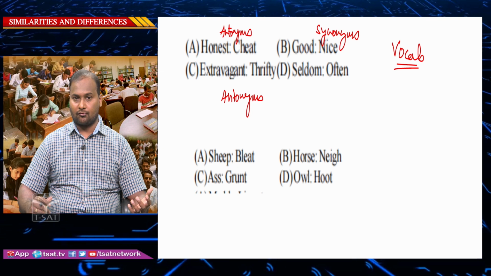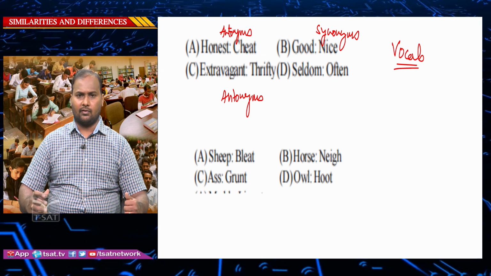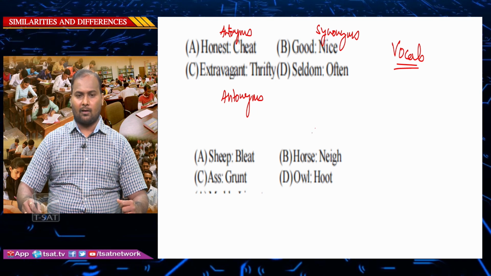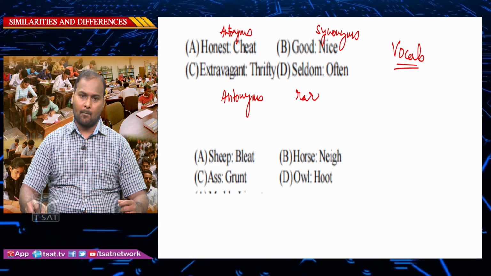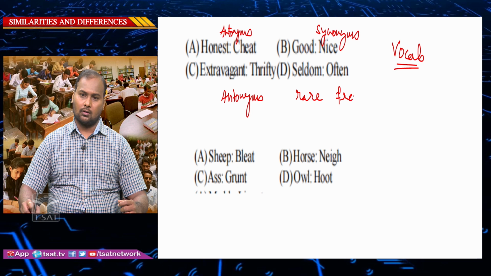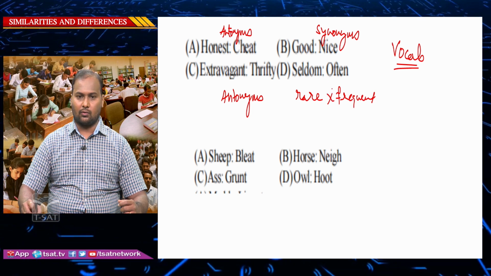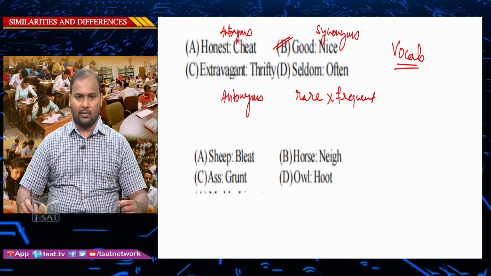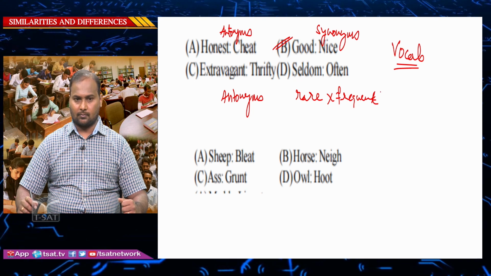Extravagant, he will spend a lot of money. We call it a spendthrift. In the same way, thrifty means an extreme miser. Both are antonyms. In the same way, seldom, often. Seldom means rare and often means frequent. Now, how are they related again? They are also opposite words, also antonyms. So, what is the answer? Option B is the answer, because except B, the remaining three are all antonyms, that is, opposite words.